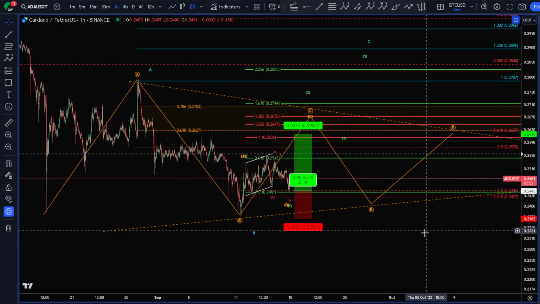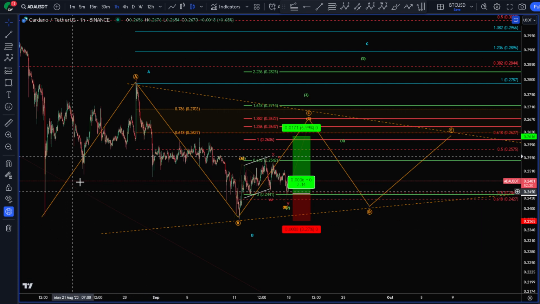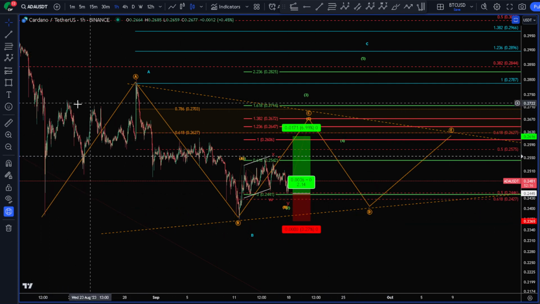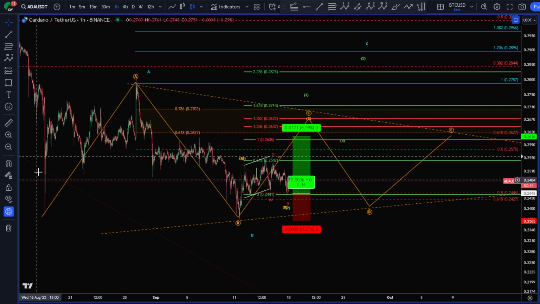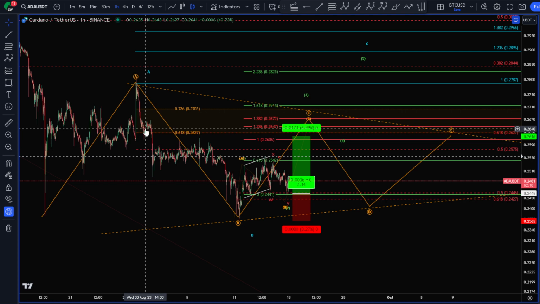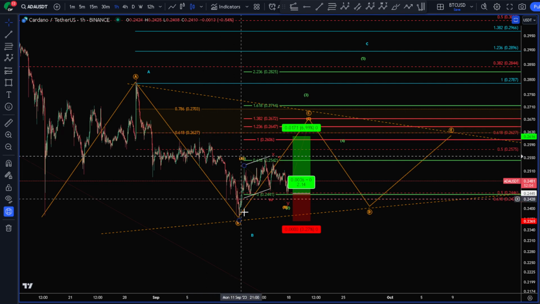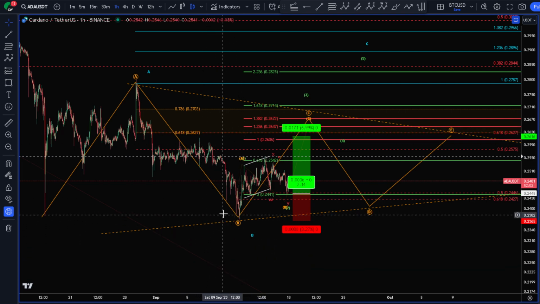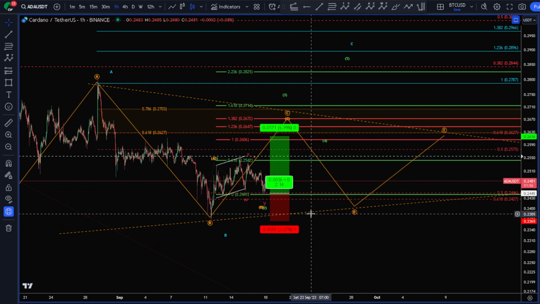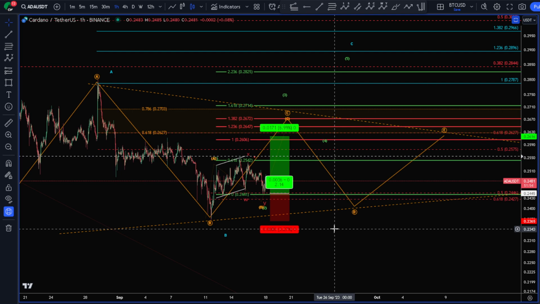So this is what we're looking for. ABCDE, we had a zigzag here. We had a leading diagonal and then a triangle. And our ABC up, we had a complex correction here, a double zigzag for our B wave. And right now I'll zoom into this on the 15 minutes, but it looks like a series of complex corrections for our C waves. We can get a lot of things in triangles.